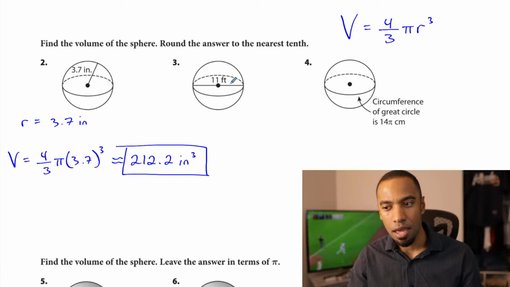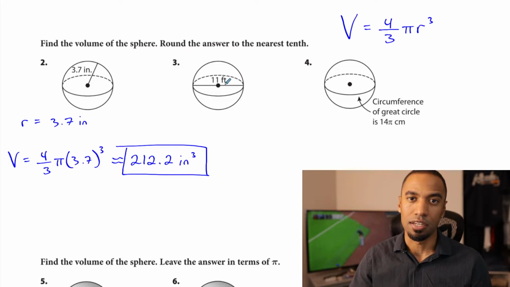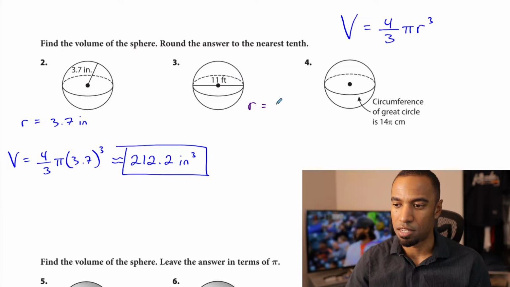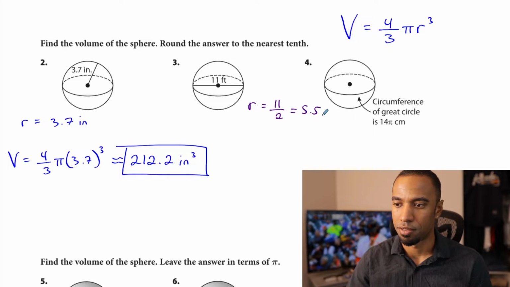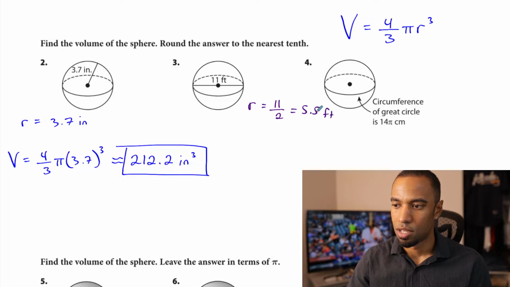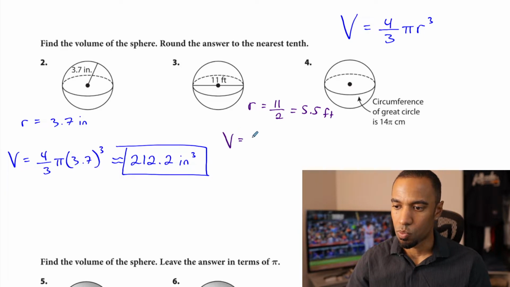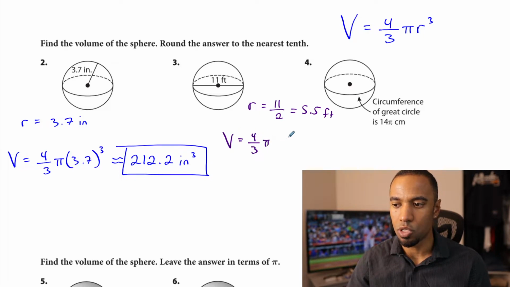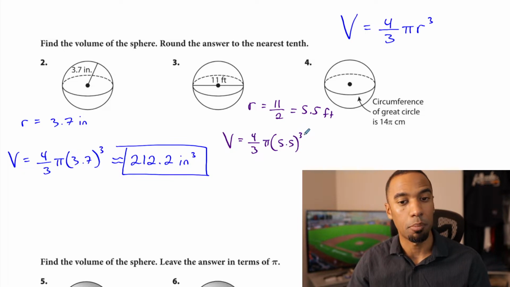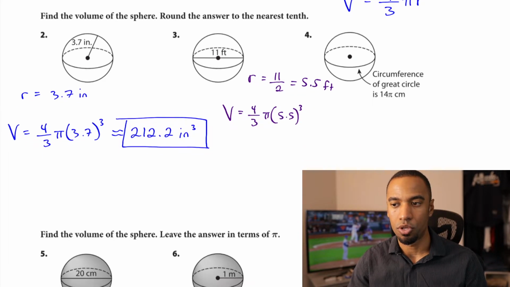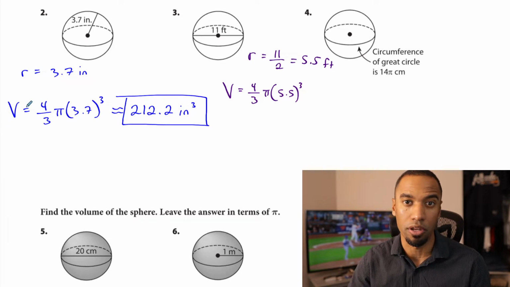We have a diameter of 11 feet. So we need to find the radius by dividing that by 2, which is going to be 5.5, and that is feet. So your volume is once again 4/3 pi r cubed, and once you really start to feel this out, you don't really need my help. It's just when they give you a new kind of problem, because all of them are literally just formulas.